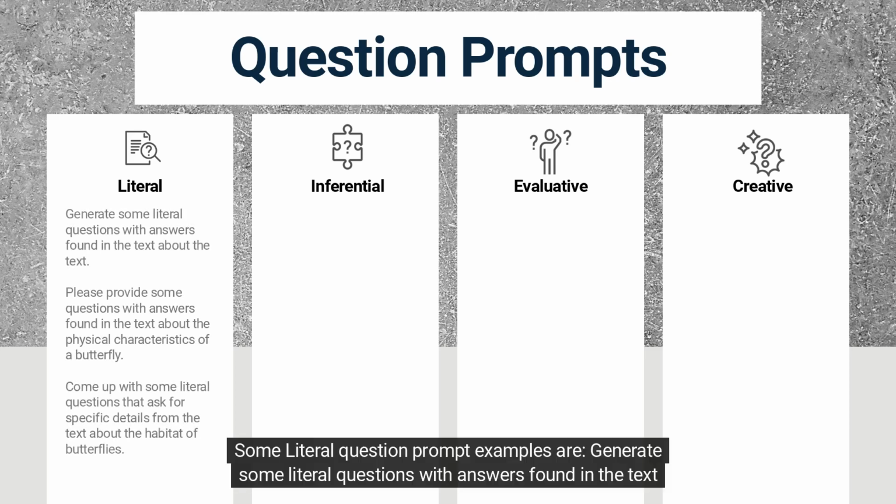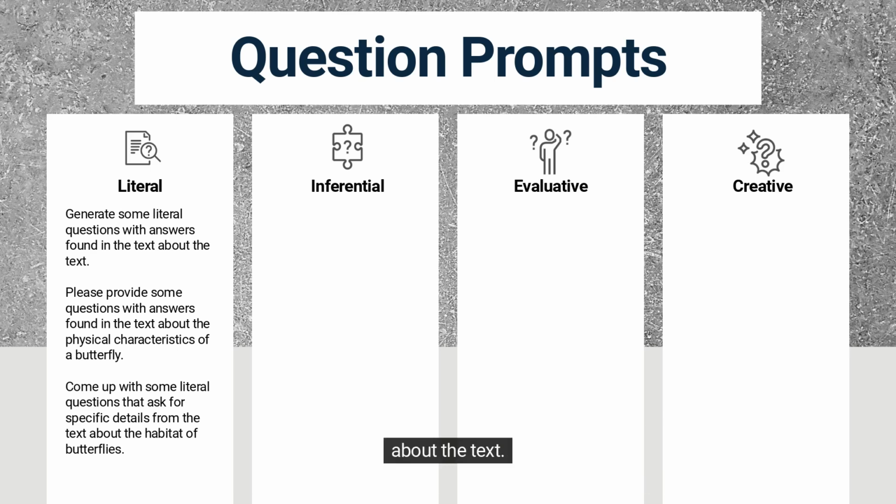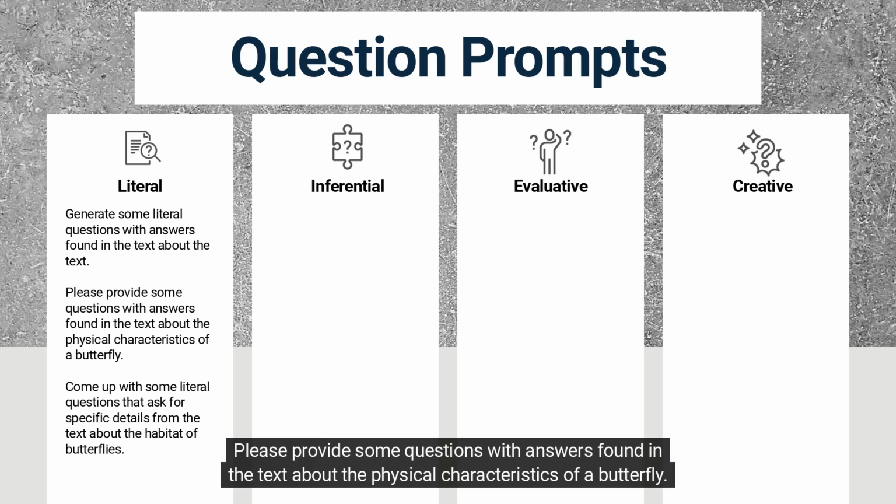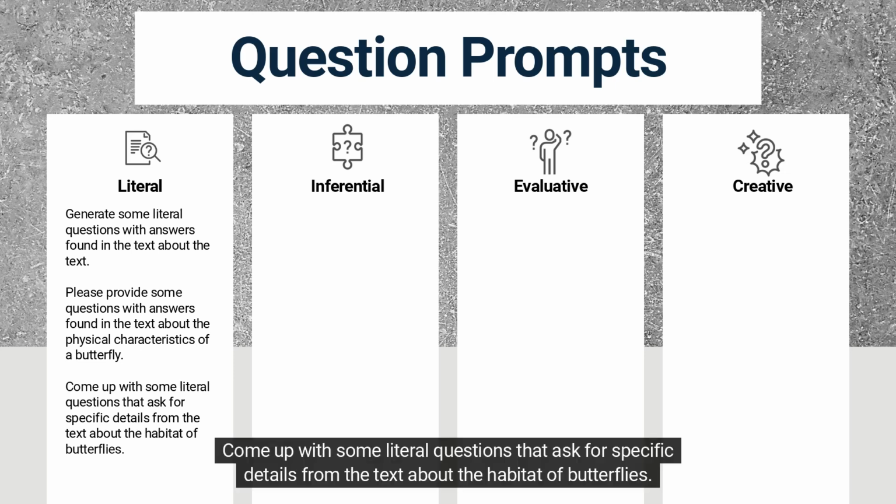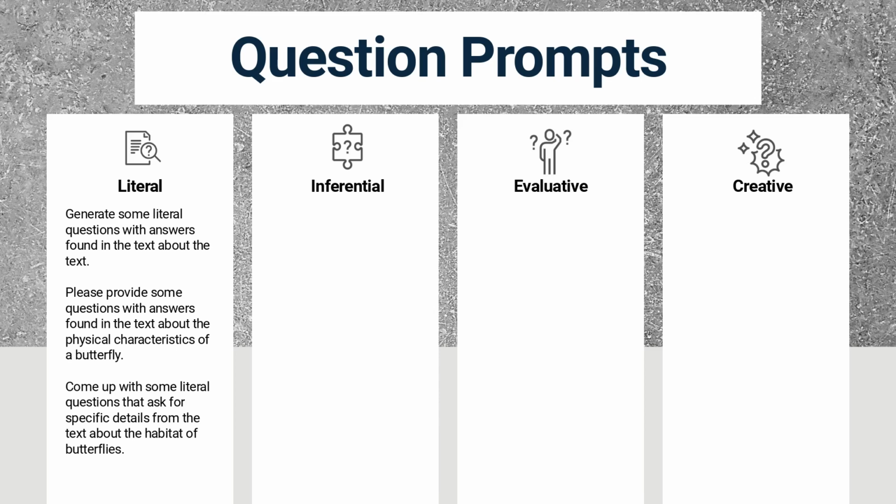Some literal question prompt examples are: generate some literal questions with answers found in the text about the text. Please provide some questions with answers found in the text about the physical characteristics of a butterfly. Come up with some literal questions that ask for specific details from the text about the habitat of butterflies.